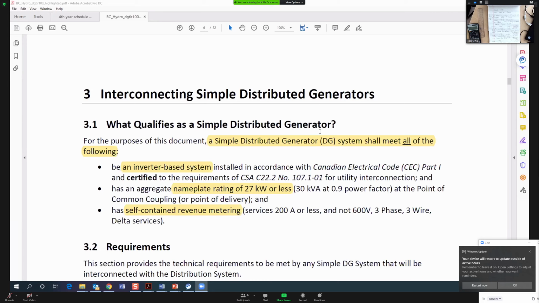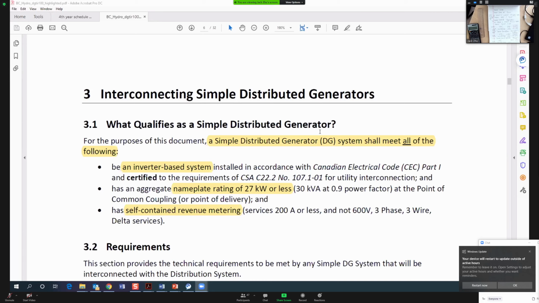Which means if you have a solar panel or a wind turbine, because the solar panel gives you DC, you have to convert that DC into AC with an inverter. So that's the inverter-based system. If you have a wind turbine, you might generate a voltage and frequency different from the Hydro utility grid. So you will use the inverter to synchronize with the Hydro grid, but those inverters have to be certified.